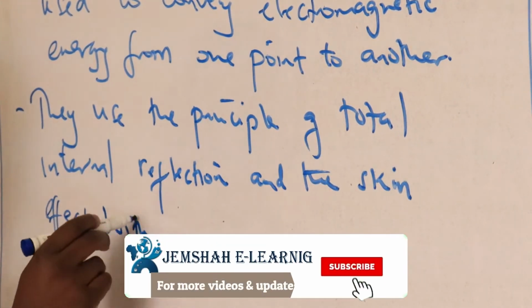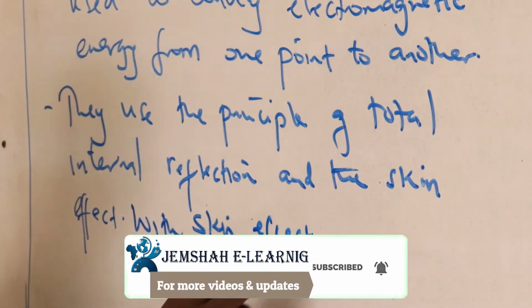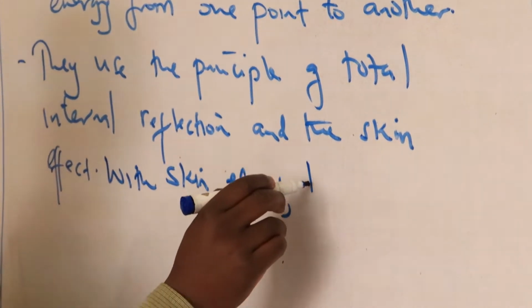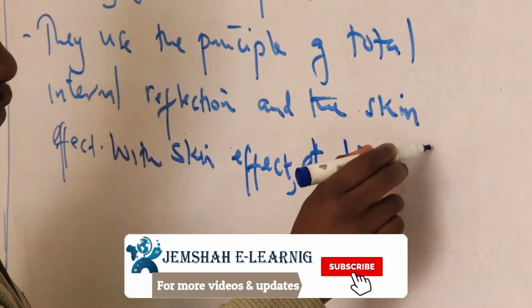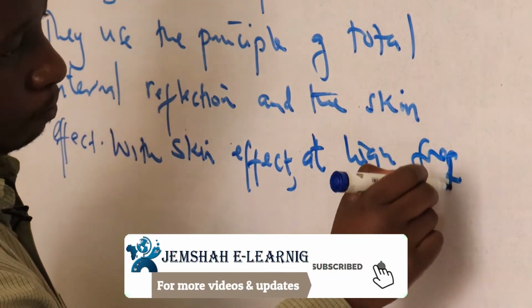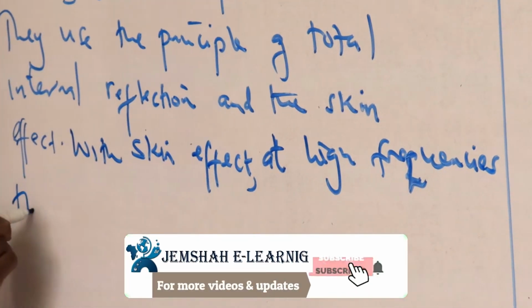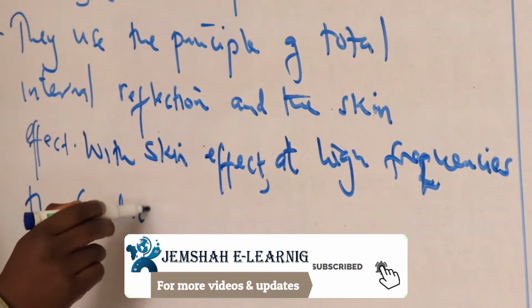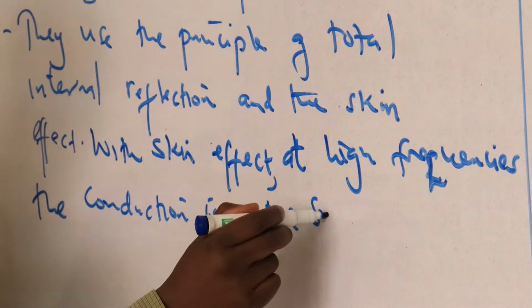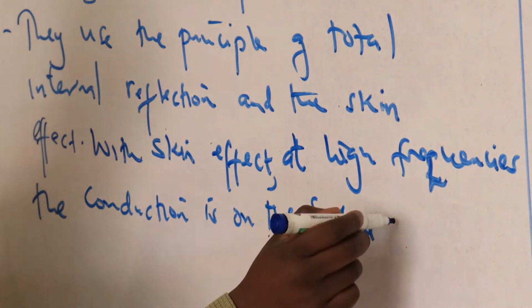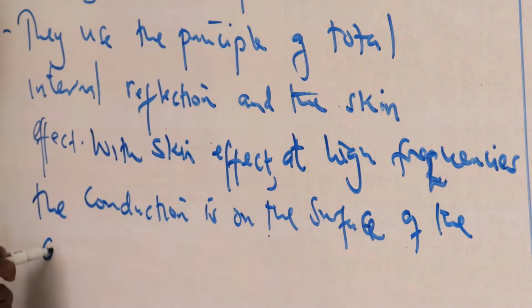So with the skin effect, at high frequencies, the conduction is on the surface of the conductor.